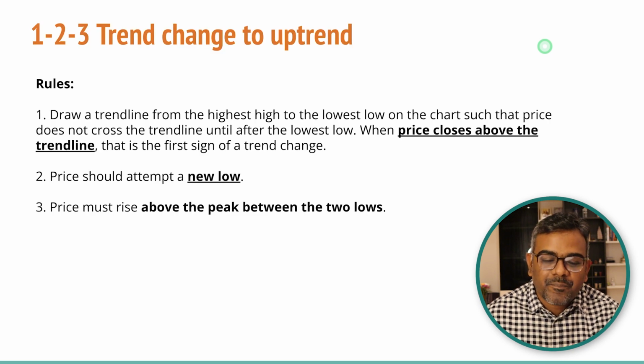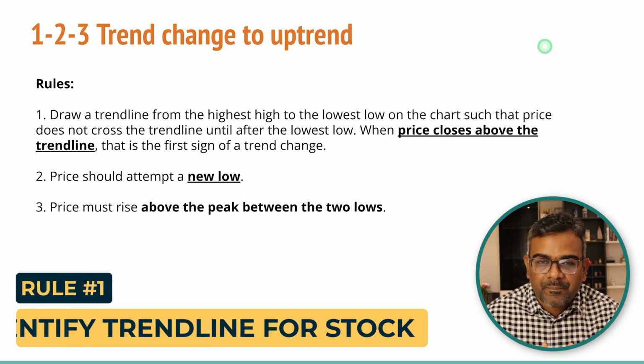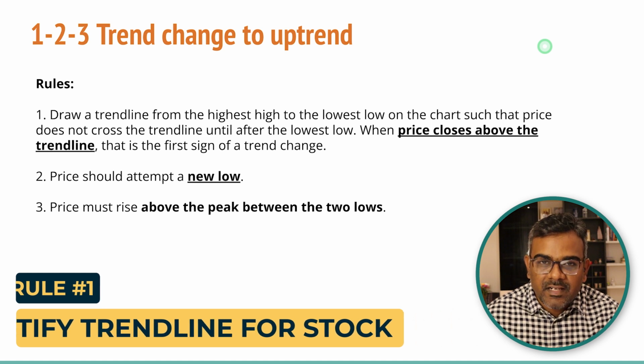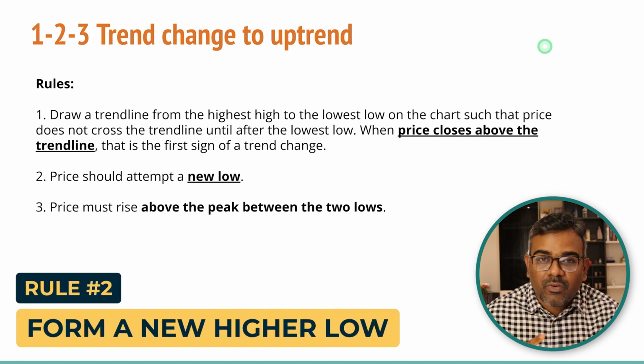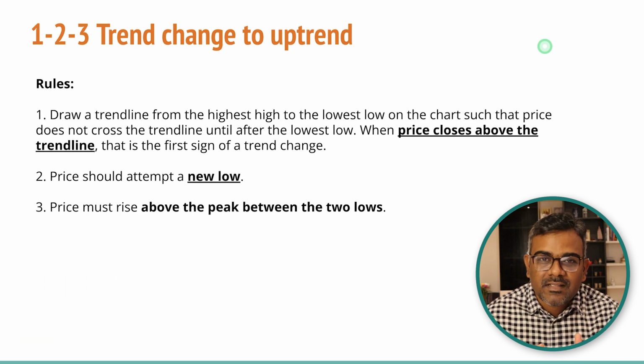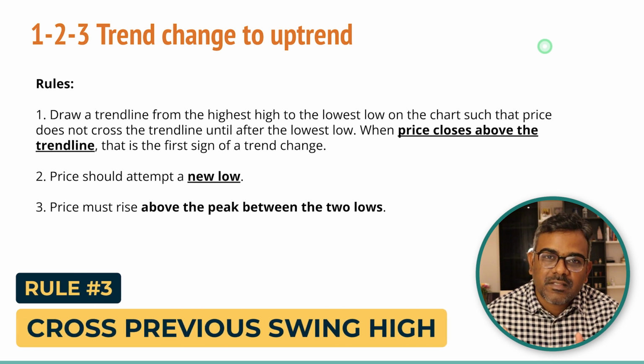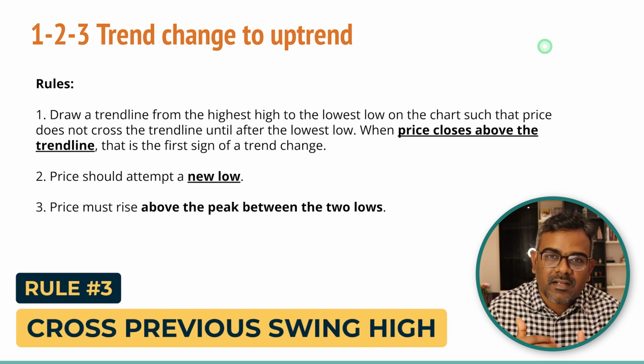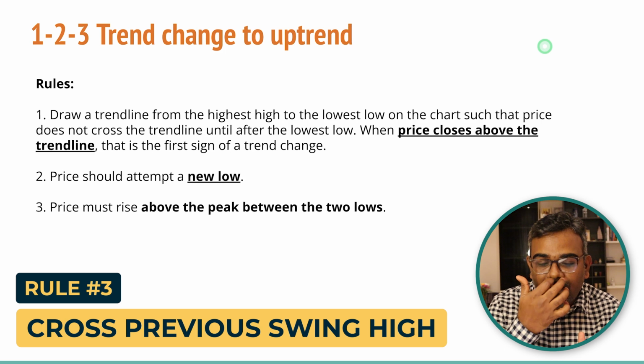So the rules are, first you have to find a stock. If you want to buy, you have to find a stock which is in a downtrend and draw a trend line. So that's the first rule. The second rule is the price should cross the trend line and it should make a higher low. And then the third rule is now the price should cross the previous high point that we marked and the price should make an uptrend.